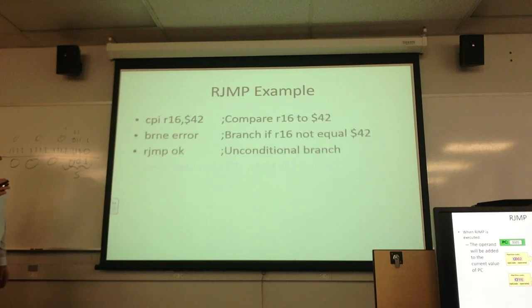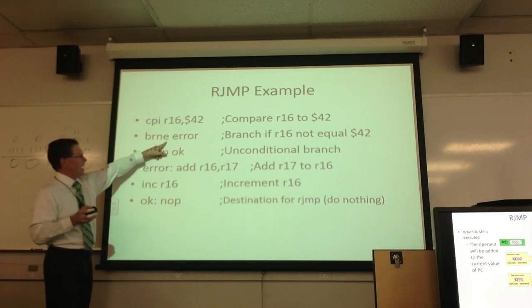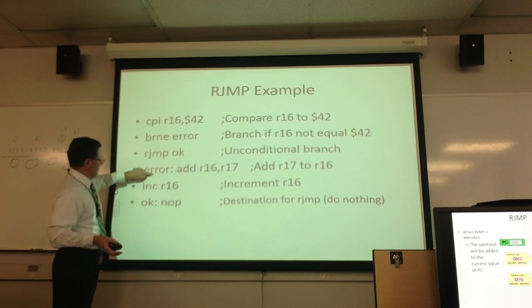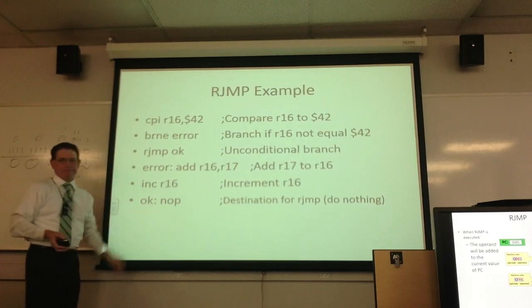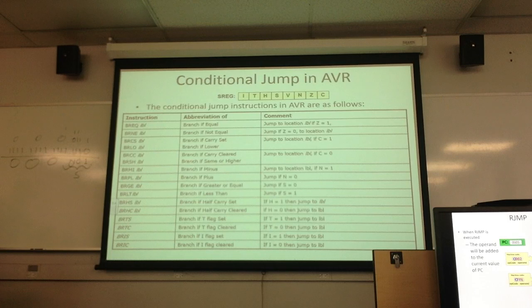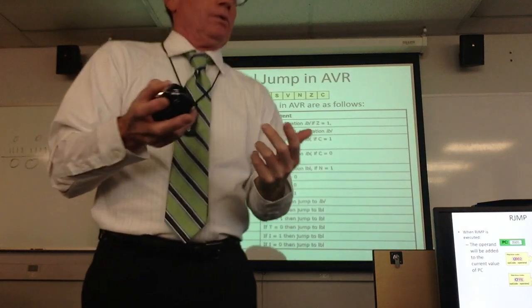This is just a quick example, too. Jumping to 2 different places. It's going to compare something. It's going to branch on a not equal to 0. It's going to look at the 0 flag. If there's an error, it jumps here. If not, it bops down here and it jumps to OK. Just some examples of relative jumping. It's all jumping to a label name. That's where it's going.